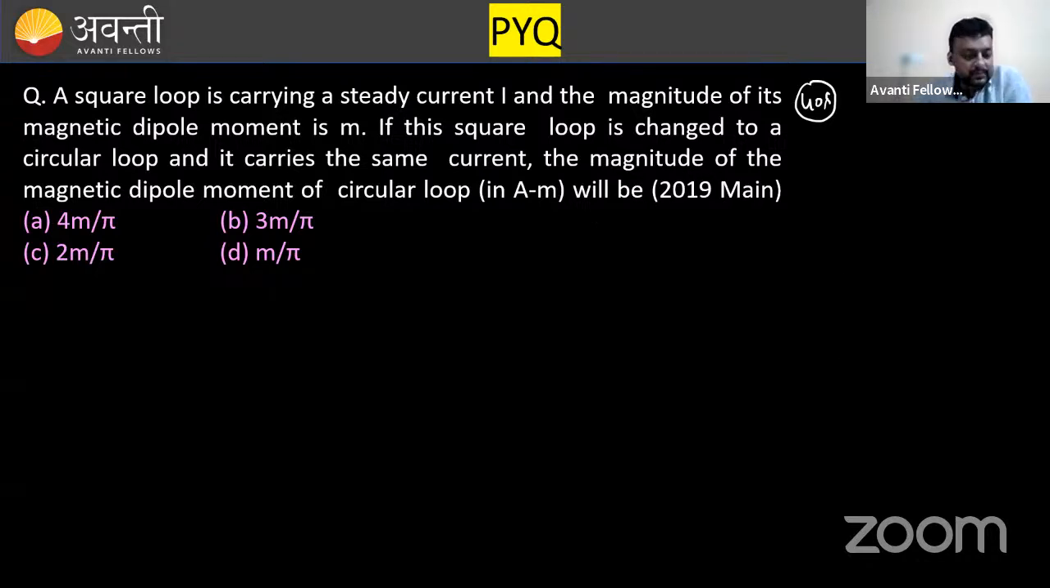So what is the question? There is a square loop. The question is saying there is a square loop carrying a steady current, that means constant current I, and the magnitude of its magnetic dipole moment is M. I hope everybody remembers what the magnetic dipole moment of a loop is: I into A, or NIA if N is the number of turns.